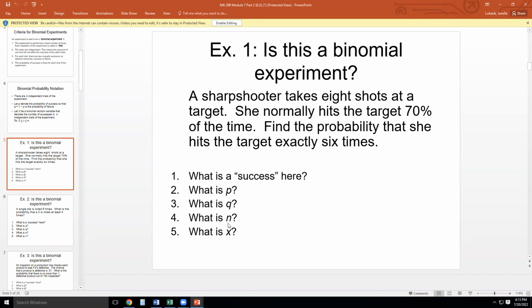Next up is the N value. N is the number of times that you hit the target. Or sorry, let me say that again, because I said that backwards. N is the number of total times that you're doing the experiment. So in that case, it would be the 8 shots. We're trying this 8 times. Each time is a chance to hit the target. And then X represents the number of successes. So in other words, how many times do we want to hit the target? That would be the 6.